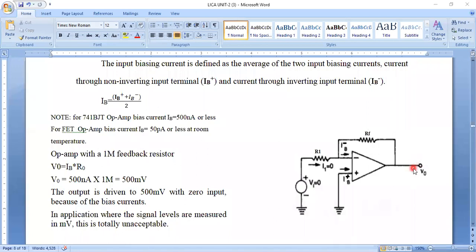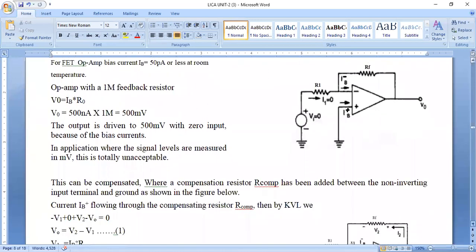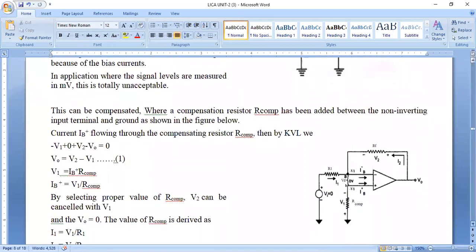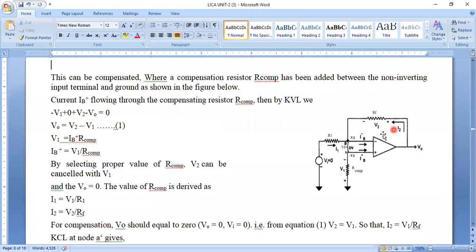So there is a necessity to eliminate this 500 millivolt error value at the output signal. How can we eliminate this error, or regulate this voltage drop in the operational amplifier? For this, we connect a compensating resistance. We use the same diagram with negative feedback as in the previous figure, and we connect the compensating resistance to the non-inverting terminal.